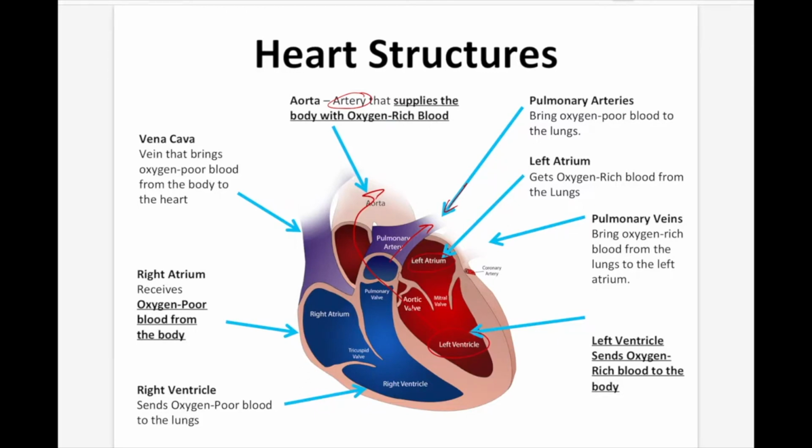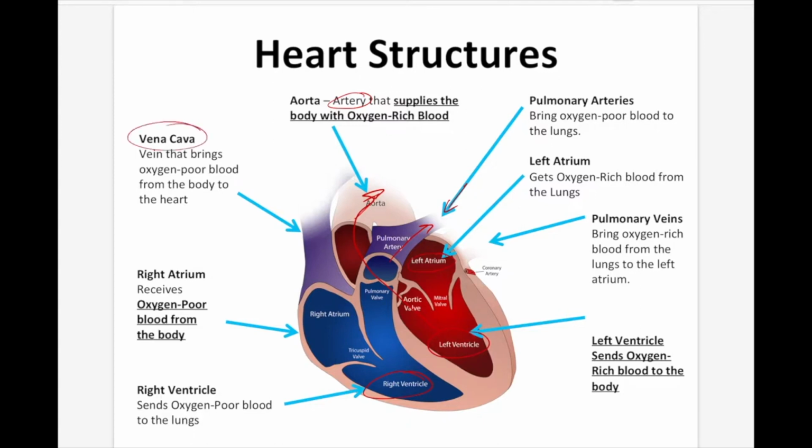The left ventricle sends our oxygen-rich blood to the body. That's going to send our blood out the aorta. The right ventricle is going to send oxygen-poor blood to the lungs. So when our blood comes in from the rest of our body, it's going to eventually make it to the right ventricle, which then goes to the lungs to be reoxygenated. The right atrium is going to receive oxygen-poor blood from the body. Specifically, it's going to receive it from the vena cavas.